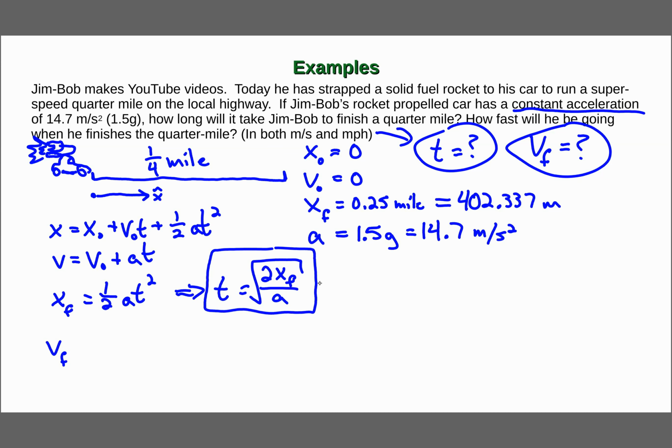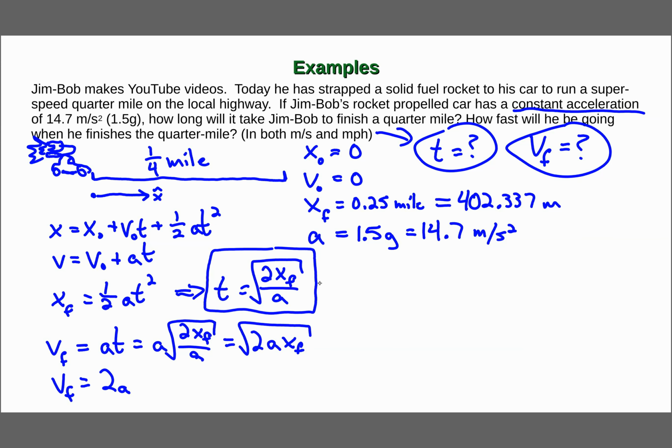And then v final, again, v naught equals 0, starting from rest, equals at, which equals a times the square root of 2xf over a, which is equal to the square root of 2a xf. Okay, so v final equals the square root of 2a xf. And that's the answer to the second question right here. We wanted to know how fast he was going.